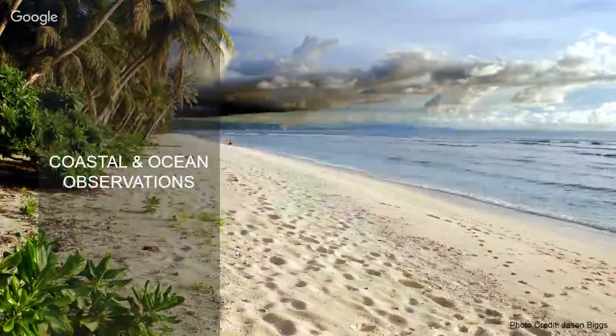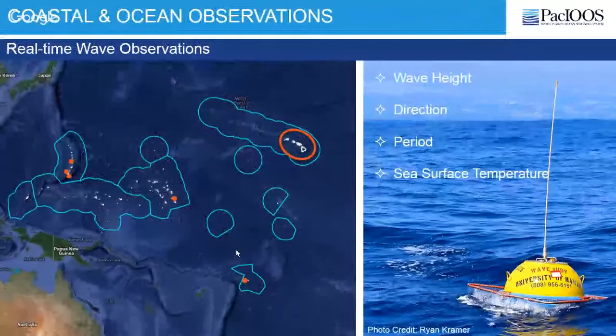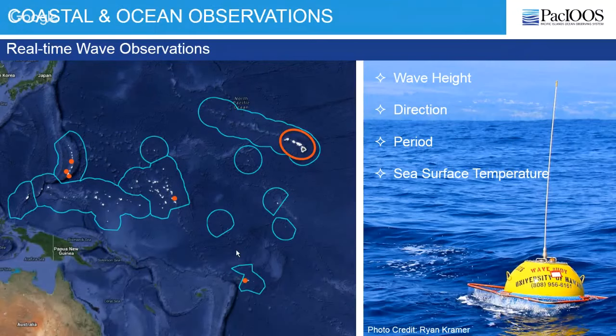All right, so let's dive into the coastal and ocean observations. I'm going to start with the most popular asset that we have. It's our wave buoys, or wave riders. We have 15 of them. You can see we have 5 throughout the insular Pacific, those dots over here.